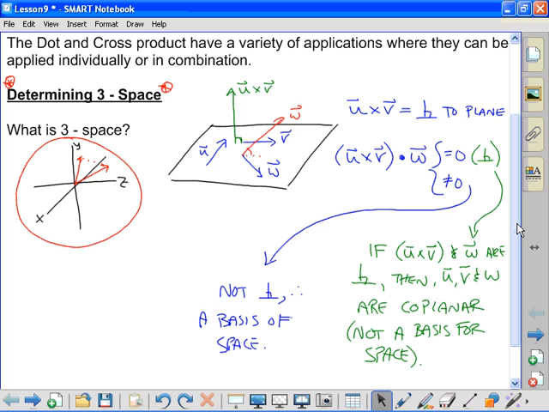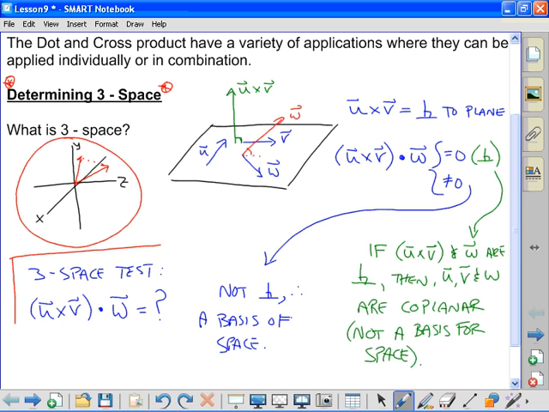So therefore, here's your three-space test, and we'll need this in the next unit. We're talking about coplanar vectors. You take any two of the vectors and do the cross product. So u cross v, for example, dot it with w. I'll leave it as a question mark, and you can put the two cases in. That will help you determine whether three vectors constitute space or not.